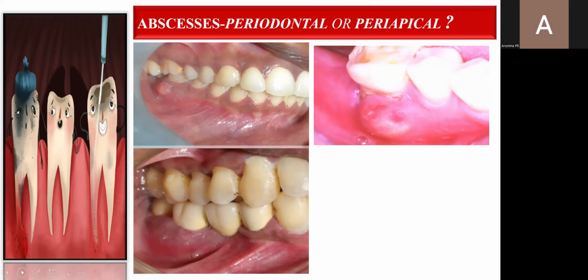Another finding along with swelling, if it is a chronic lesion, you can see pus draining from the sinus tract. The sinus tract is commonly seen in chronic lesions, whereas there will not be any sinus tract in acute conditions. So it is very important to correlate with other findings as well. But if there is a sinus tract, it is easy for you to do sinus tract tracking using gutta-percha cones and take a radiograph and confirm from where the origin of the lesion is.